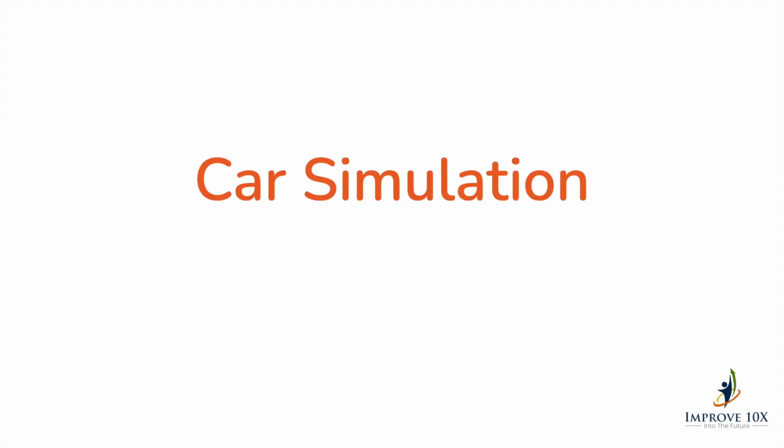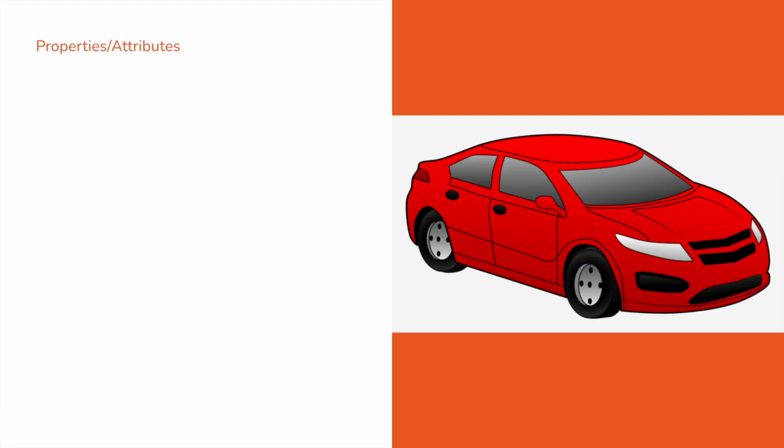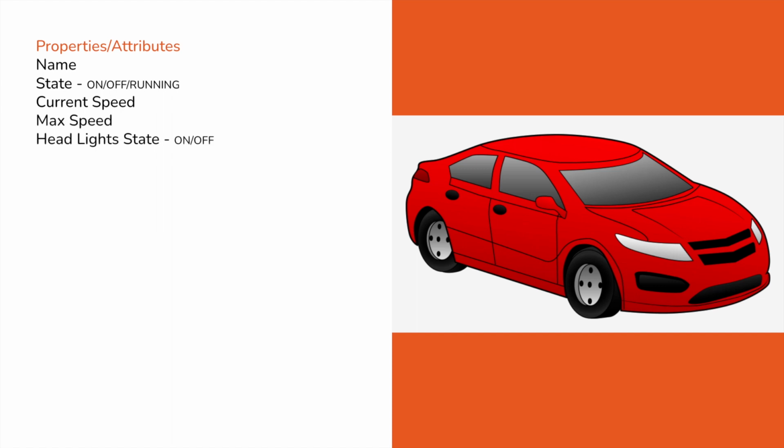Let's see another example, which is of car simulation. So if you see what are the properties and attributes of a car, so car can have a name, it can have a state, it will definitely have a current speed. If it is not moving, the current speed is 0. If it is moving, then the current speed is the speed with whatever it is running. Similarly, we can have a max speed. Usually for cars, it could be some 250 kmph, etc. Right? Then we have headlight state. So this can also be just like on and off, right?